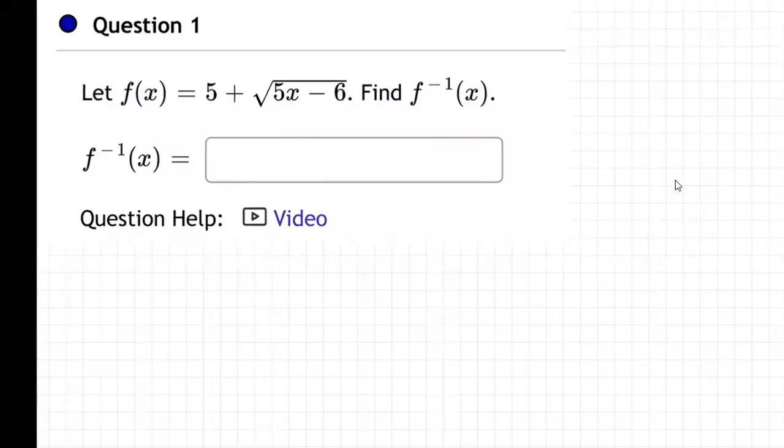On this question, they're giving us a function, 5 plus the square root of 5x minus 6, and they're asking us to find the inverse function. Now, it's been a while. We've done inverse functions previously.